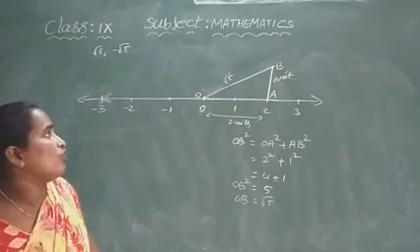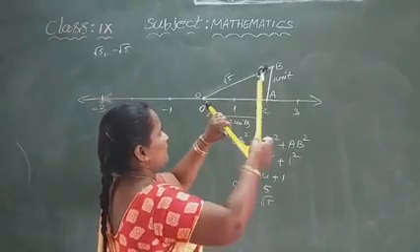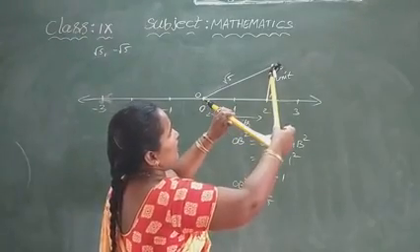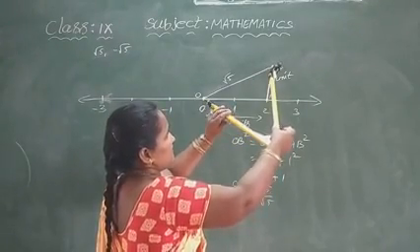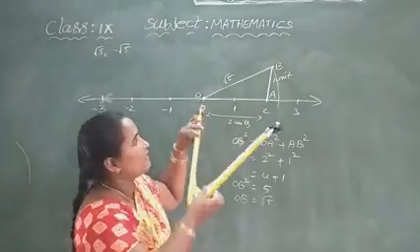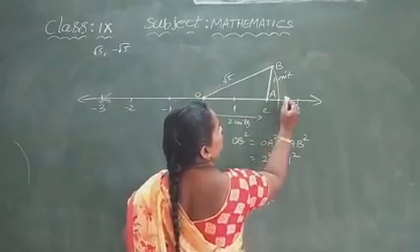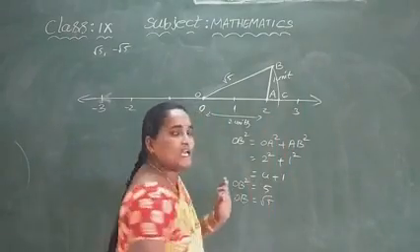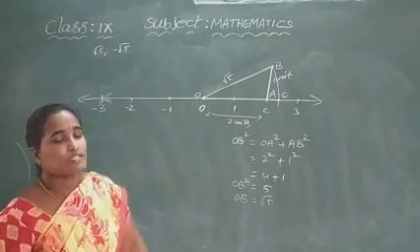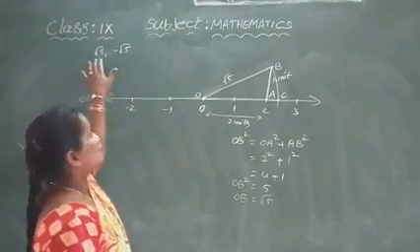Then you take the measurement OB. OB is the radius, root 5. Then put the center at O and draw an arc with OB as the radius. It cuts the number line. This is the point C. C represents root 5 value. Okay ma? This is root 5.